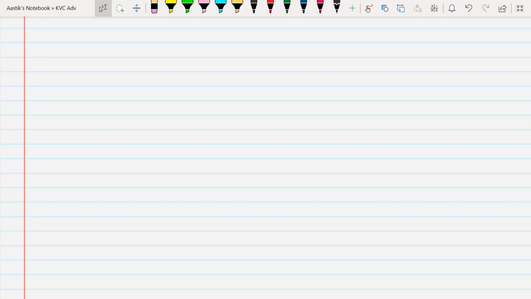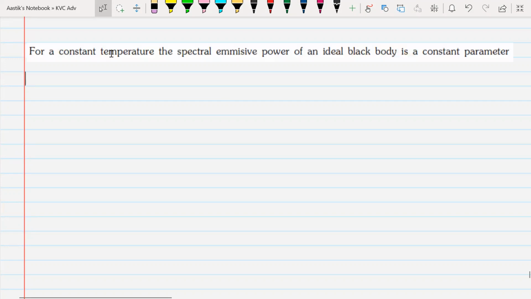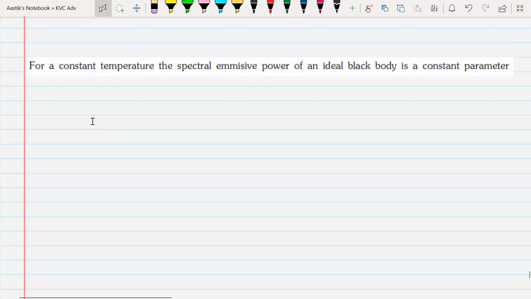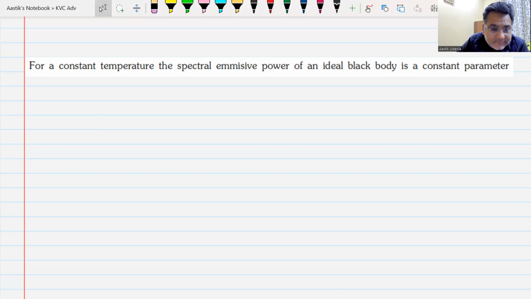So here we go. Basically, the first point that we can say from Kirchhoff's law is that if the temperature is constant, the spectral emissive power of a black body is constant because the ratio is constant. Do we understand this? Yes, sir.